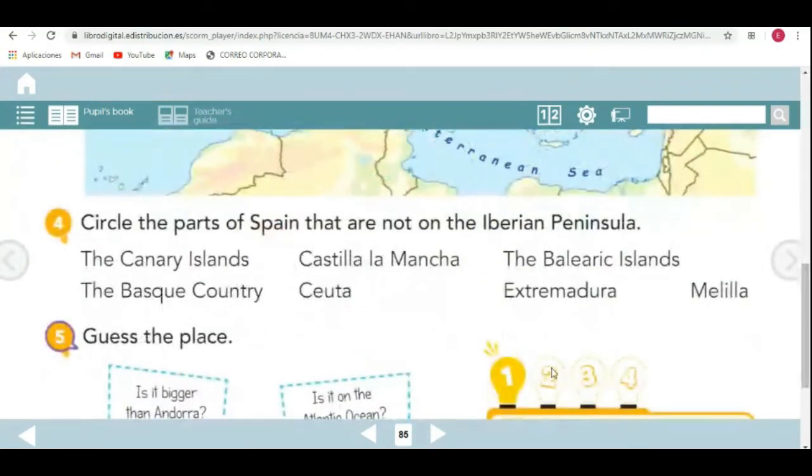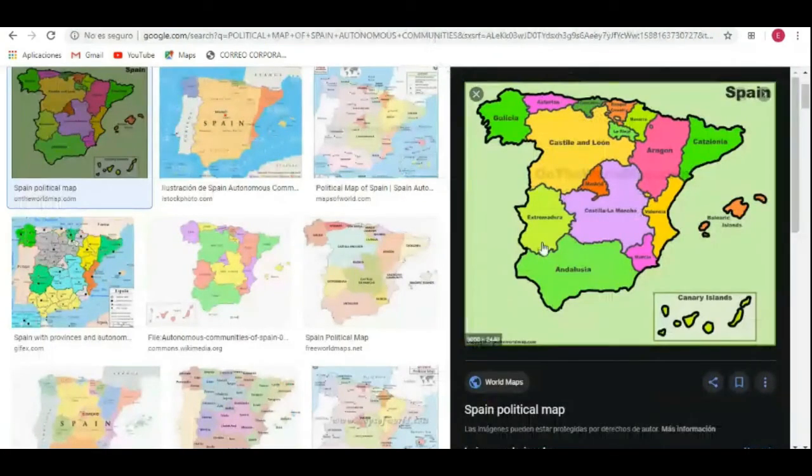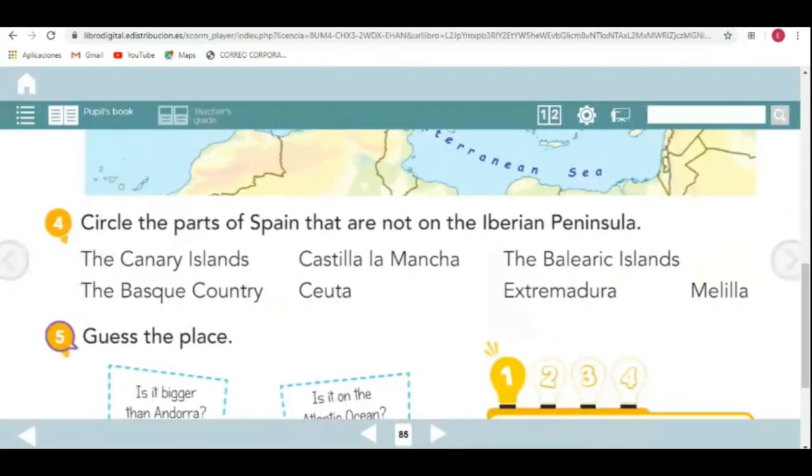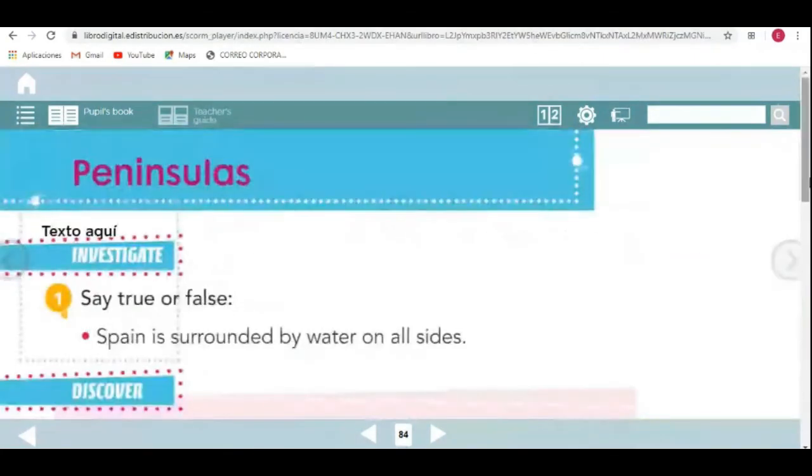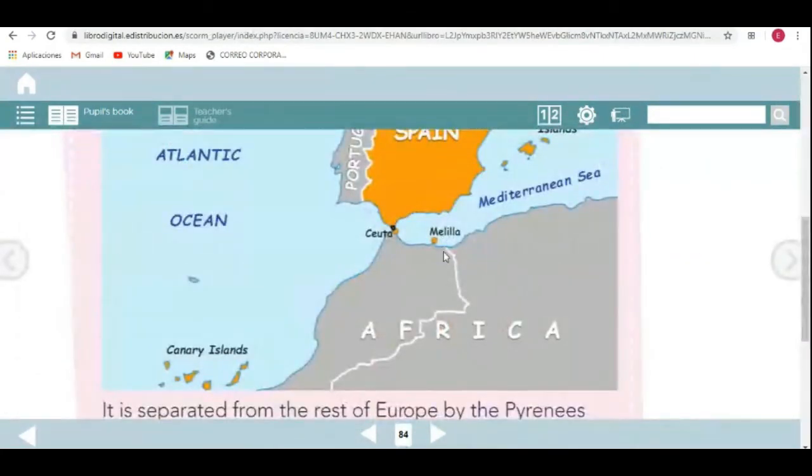Extremadura is another autonomous community that is over here. If you think that it forms part of the Iberian Peninsula, do not circle. If you think that it is not part of the Iberian Peninsula, circle. Melilla, the same, is like Ceuta. It is next to Ceuta, more or less. Melilla is over here. If it is not part of the Iberian Peninsula, circle. If it is part, do not circle.